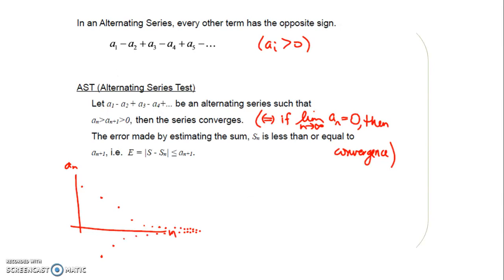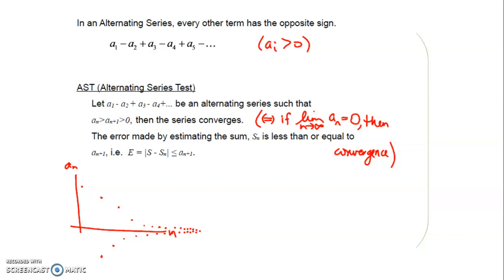What is an alternating series? In the series, terms are alternately positive and negative, so that's why we call it an alternating series. In an alternating series, every other term has the opposite sign.